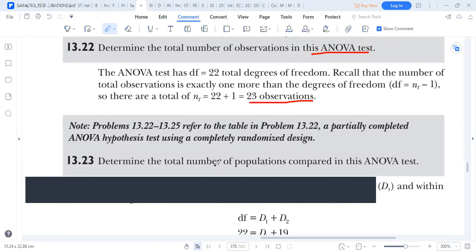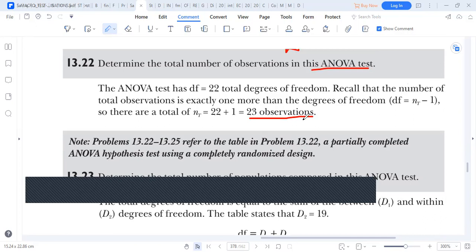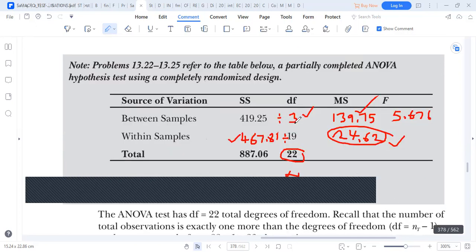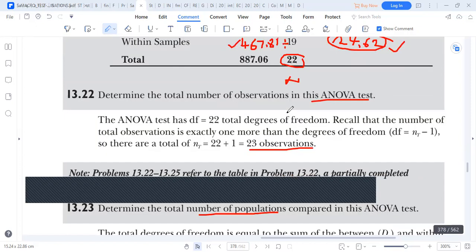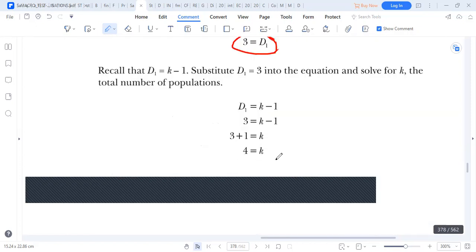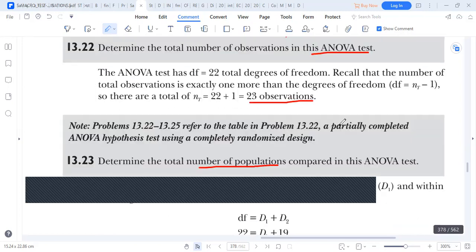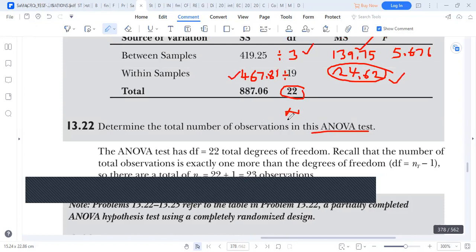how many populations? What's the number of populations? They're asking for k. So how many populations are there? 4. That's k minus 1. So the populations are 4. That's where the tricky part is. I repeat. Question would be, how many observations are there? They're looking for n. N is the number of observations. So n minus 1 is 22. So what is n? N is 23.